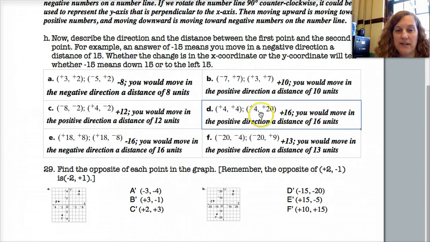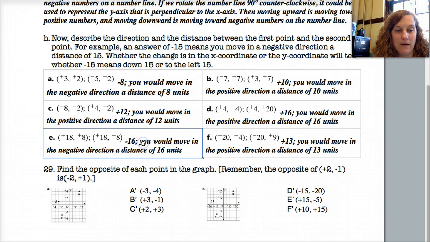Positive 4 is in the first quadrant. Positive 4, positive 20 is still in the first quadrant, but I'm going straight up. So I'm going from positive 4 on the y to positive 20 on the y. So I'm going up, which is positive, and 4 to 20 is 16, so I'm going positive 16. Positive 18, positive 8, again, first quadrant, to positive 18, negative 8 is fourth quadrant. So I'm going straight down this time. Instead of going straight up, I'm going straight down. I'm going from positive 8 to negative 8. Positive 8 to 0 is 8, 0 to negative 8 is 8, so 8 and 8 is 16. So I'm going down 16 units or negative 16.